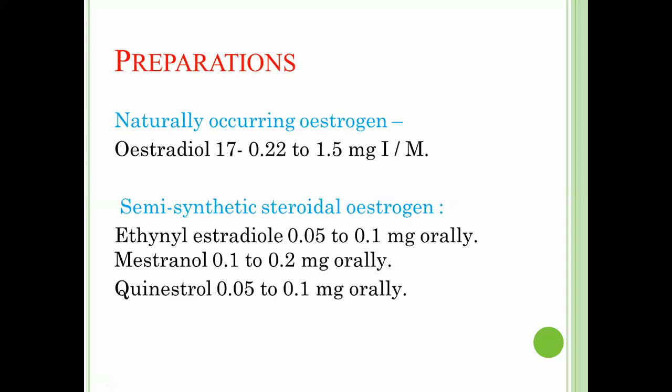The next point is preparations. Naturally occurring estrogen, semi-synthetic steroidal estrogen, and synthetic non-steroidal estrogen. So preparations are given in three types. Using natural estrogen, the semi-synthetic and synthetic medicines or preparations are prepared.